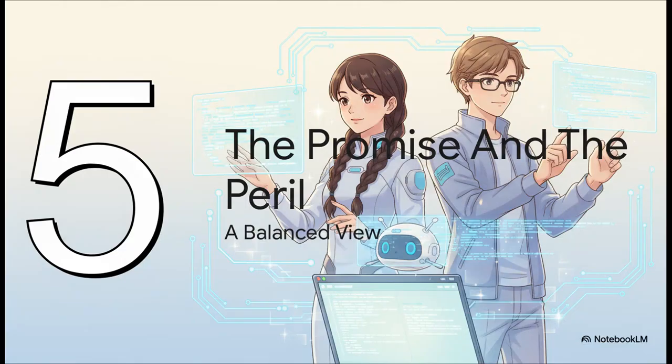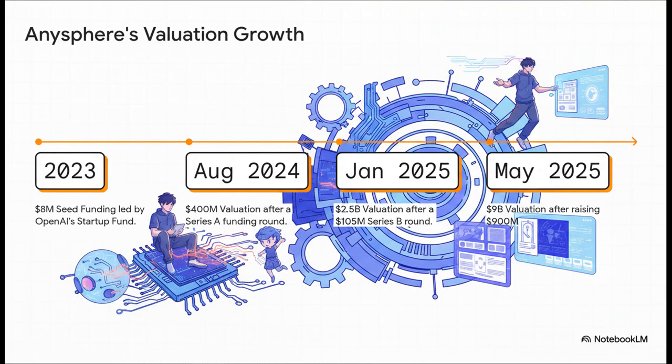So you can imagine this kind of power gets people's attention, big time. But like with any game-changing tech, we gotta look at both sides of the coin, the good and, well, the not so good. And when I say attention, I'm talking about an insane amount of money. Just look at this. Anisphere, the company that makes Cursor, went from an $8 million startup to a $9 billion company in about 2 years. That's not just hype. That's the industry screaming that they believe this is the future.